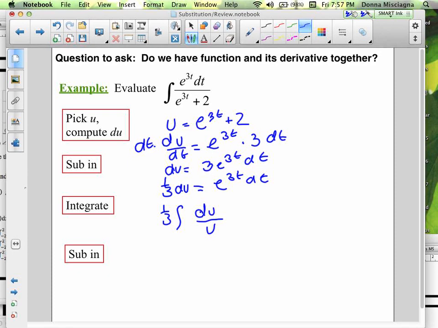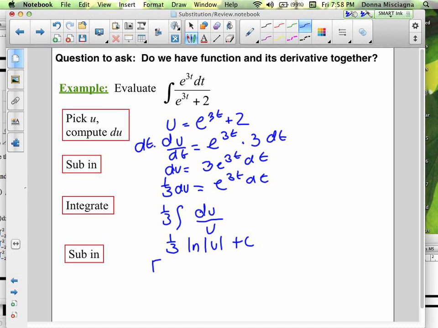So when we integrate 1 over something, that's going to be natural log. So this is 1/3 natural log of u plus c. Now we need to replace the u with what u stands for. You put the u in, you got to take the u out.